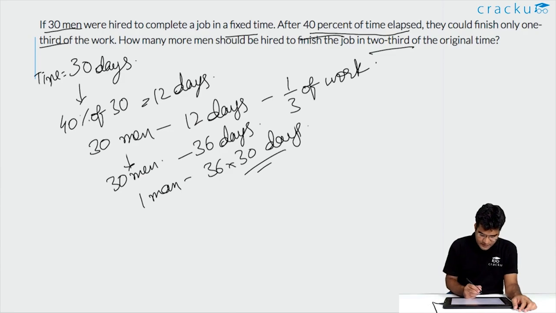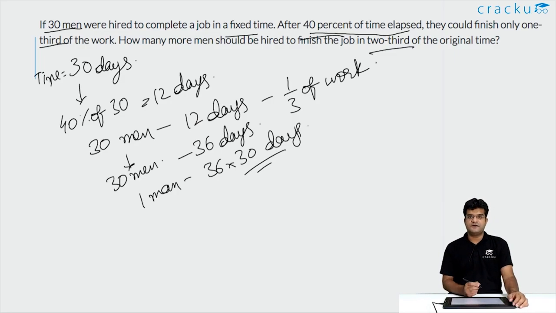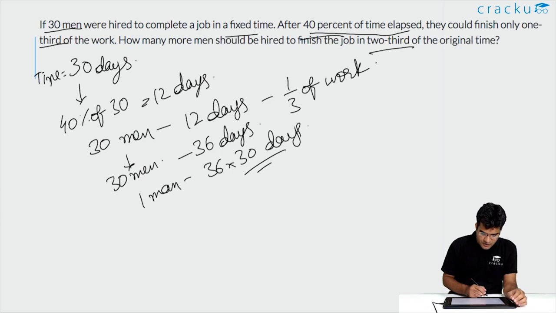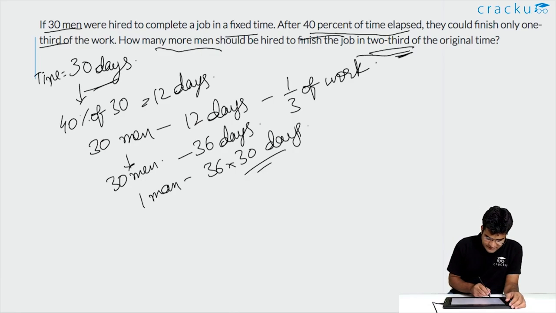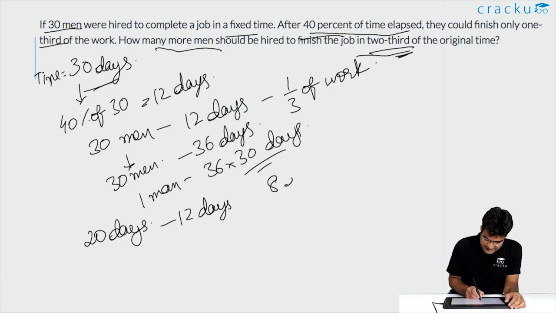This is basically, now we have a relationship between the total work that is there and how much work a man can do in one day. Now, what are we required to find out? We are required to find out how many more men should be hired to finish the job in 2/3 of the original time. The original time is 30 days. So 2/3 of the original time is 20 days. So of this 20 days, already 12 days have elapsed. So there are 8 days left and the amount of work that needs to be done is 2/3.